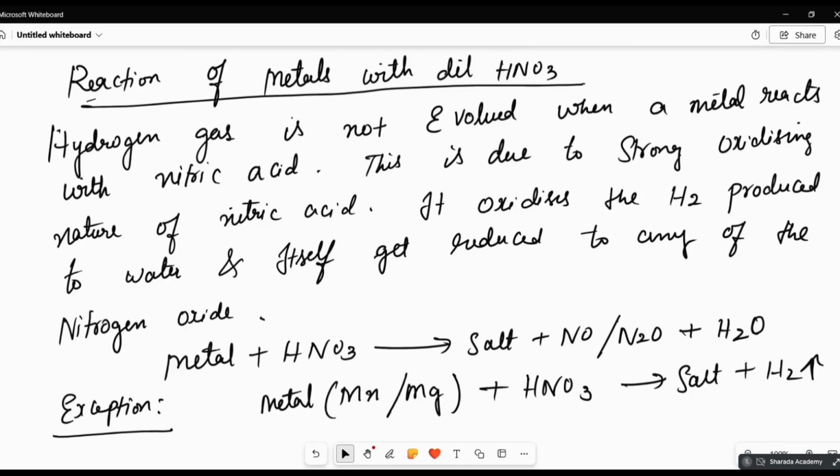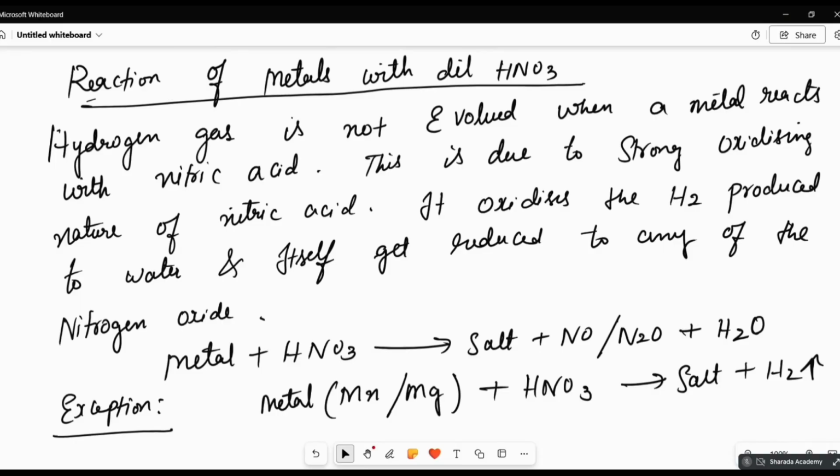Nitrogen dioxide, nitrogen monoxide. NO is monoxide. So acids, when metals react with the acid, hydrogen gas is produced. But with nitric acid, that means HNO3, what happens? When a metal reacts with HNO3, we will get salt, plus we should get the hydrogen, right? But we don't get the hydrogen, we will get water.